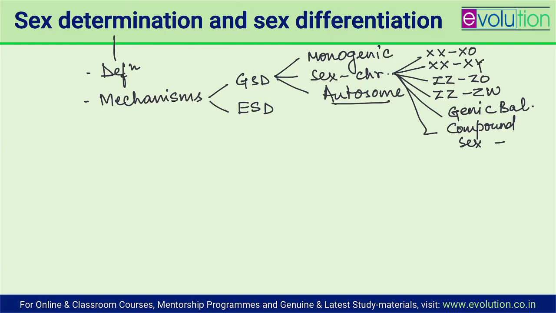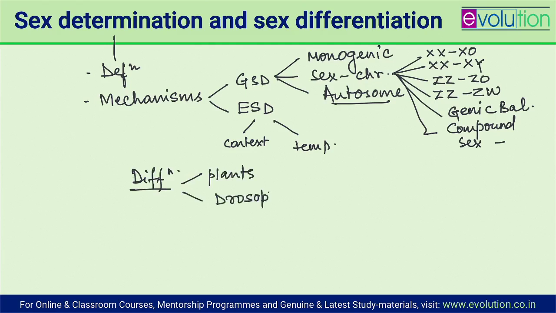Autosomal sex determination you will find manifesting as ploidy variation based sex determination, and then in ESD the context dependent sex determination and temperature dependent sex determination. In sex differentiation you have to deal with plants, and an excellent example is found in Drosophila. So the entire mechanism should be done.